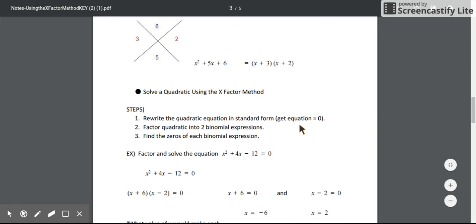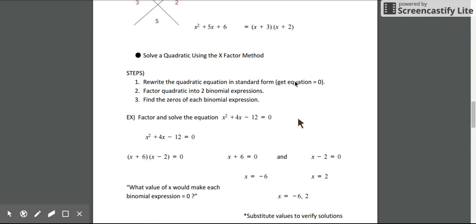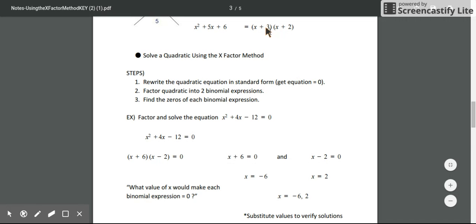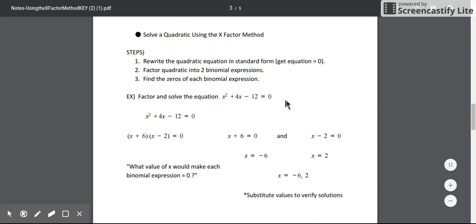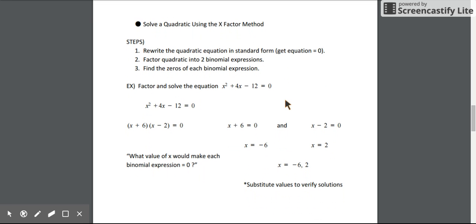We can use this factoring method to solve, and there's just one additional step. Once we get to this factored form, we're going to do what's called finding zeros of those binomial expressions, and I'll talk about what that means when we get there. So let's do those first two steps we just practiced using a different quadratic. This time it's an equation. We're going to factor and solve this equation.